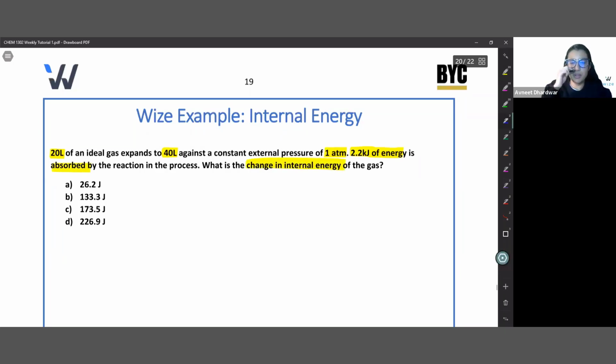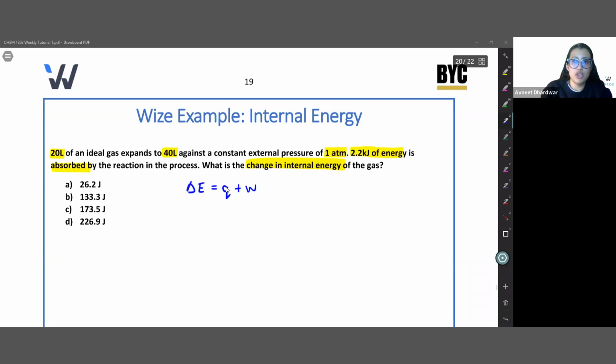Because I'm being asked for the change in internal energy, I want to remind myself what that equation was, where it's Q plus W. Great. So to solve for internal energy, I need Q and I need W. I'm going to stop the polling for this. Let's just pause for a second.